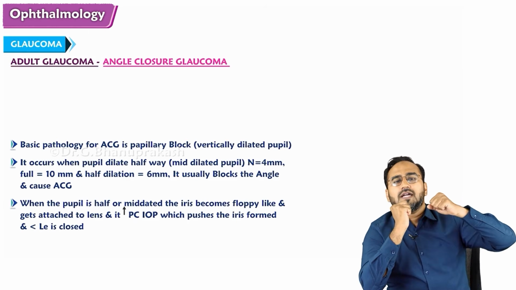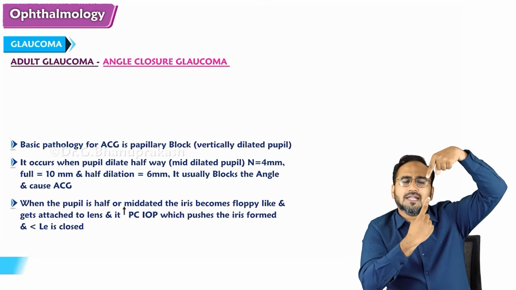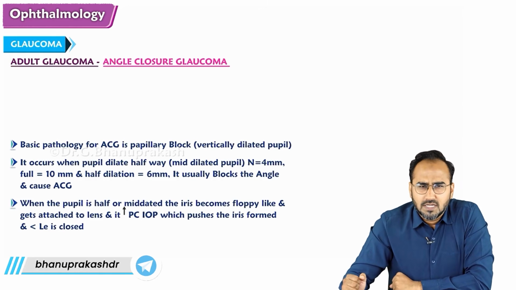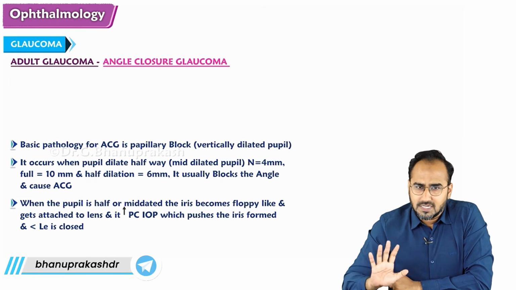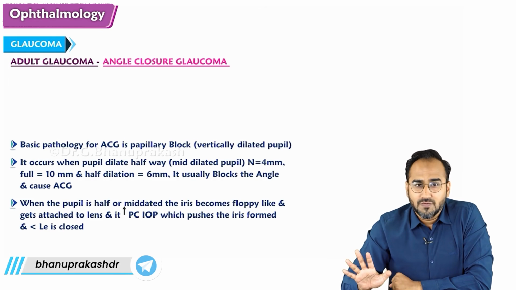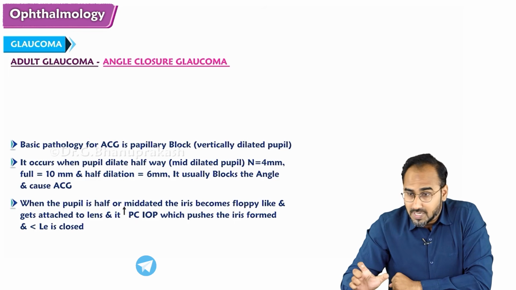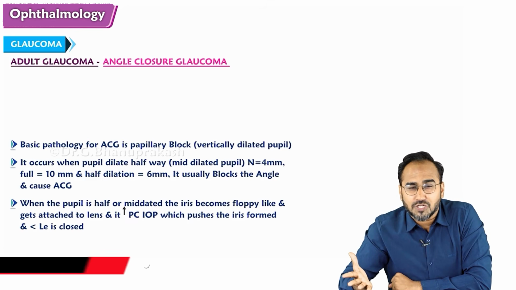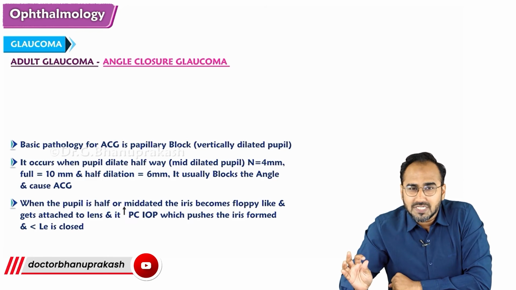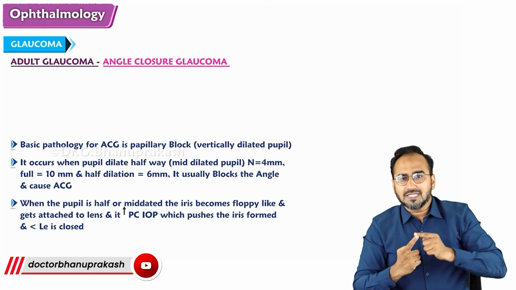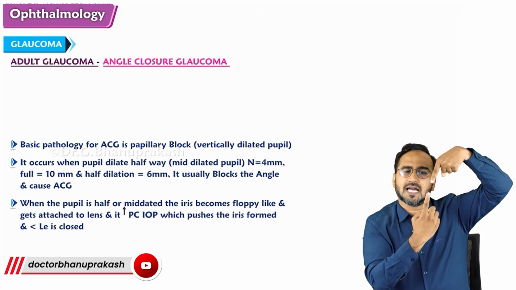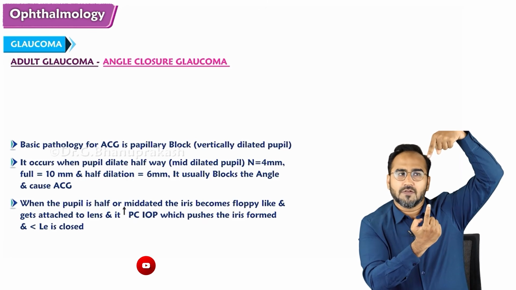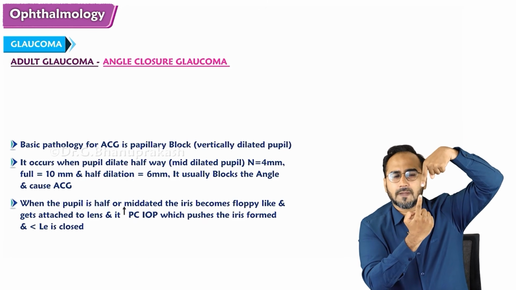What is the pathology of angle closure glaucoma? Remember guys, when we dilate our pupil, and basically you enter a movie theater, there is total darkness in the movie theater. Your pupils are dilated. You are trying to find your seat. Suddenly there is a flash of light in the theater, your pupils get constricted. The pupil is the space between the upper iris and lower iris. When the pupil is dilated, it is 10 mm. When the pupil is constricted, it is 4 mm.